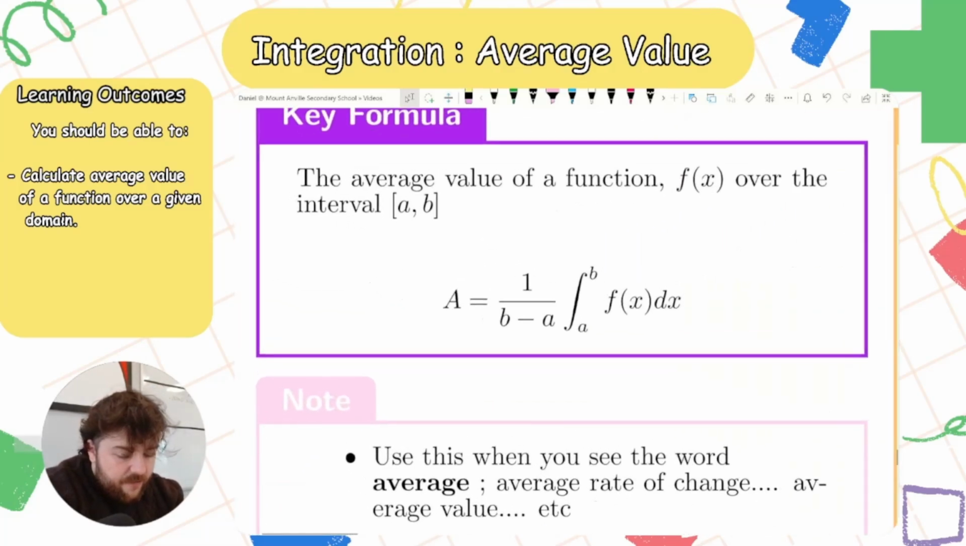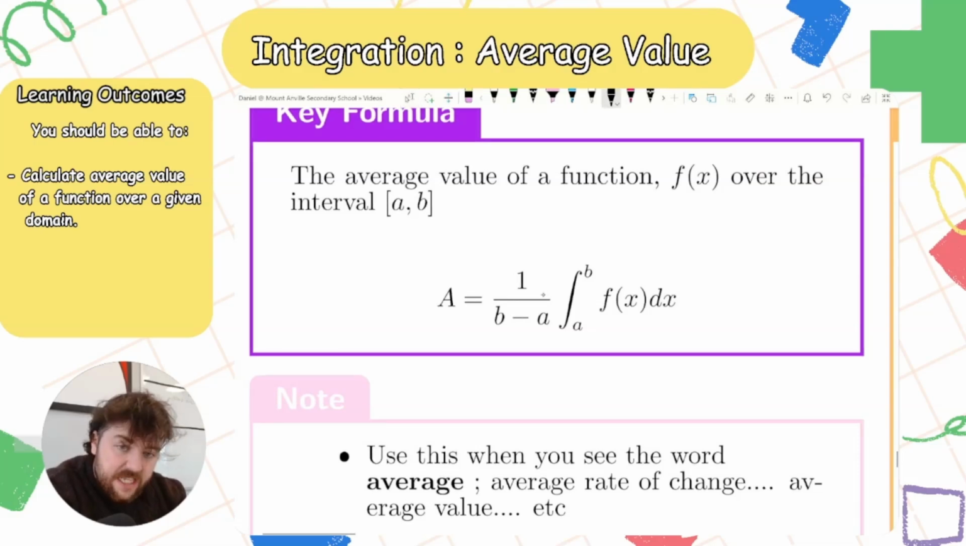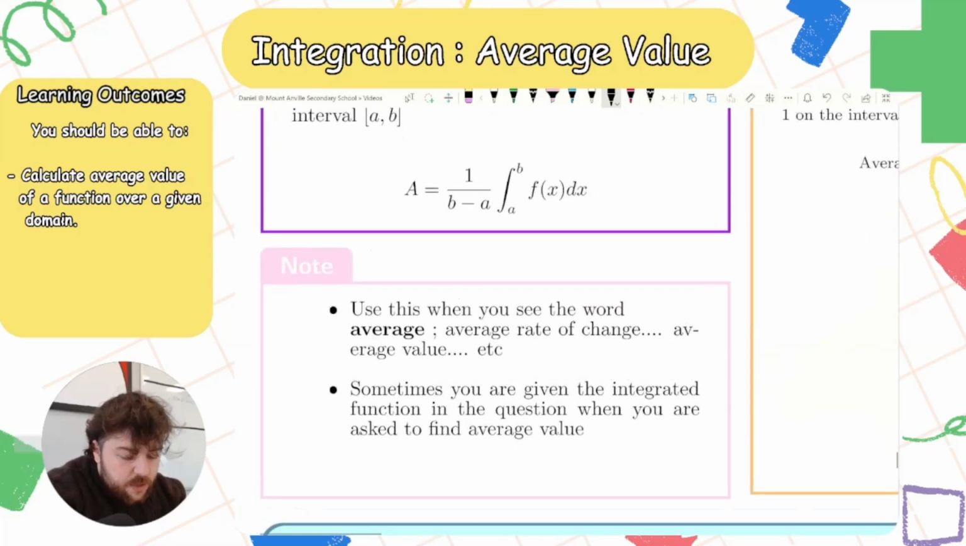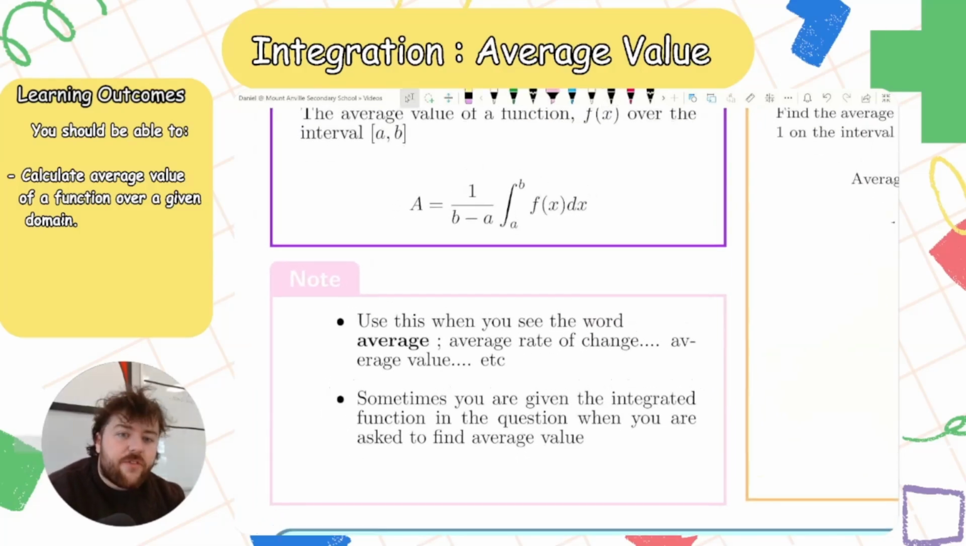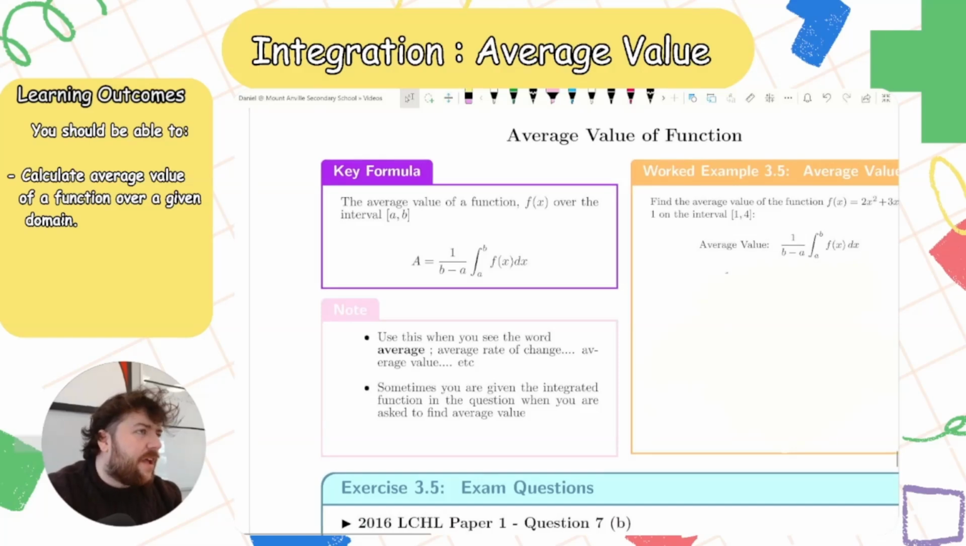The average value of a function is given by this formula that's in your log tables: A equals 1 over b minus a, times the integral from a to b of f of x. Use this when you see words like average, average rate of change, average value, etc. Sometimes in the exam, you are given the integrated function in the question. You could be asked to find the average value of a really rotten function like 1 over x plus 3, but if you look previously in the question, they probably gave you the integrated one there.